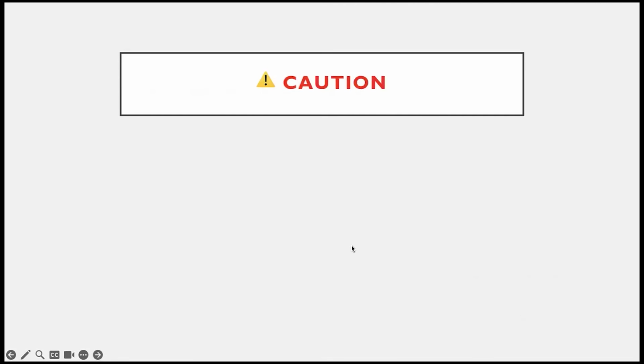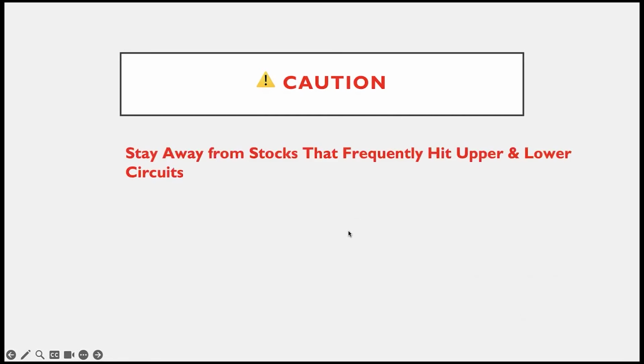Okay, now a caution, very very important: stay away from stocks that frequently hit upper circuit and lower circuit. Many people may not be aware what upper circuit or lower circuit is, because some stocks have a circuit of 5%, some 10%, some 20%. That means if a stock is trading at 100 rupees and it hits 105, it goes upper circuit.